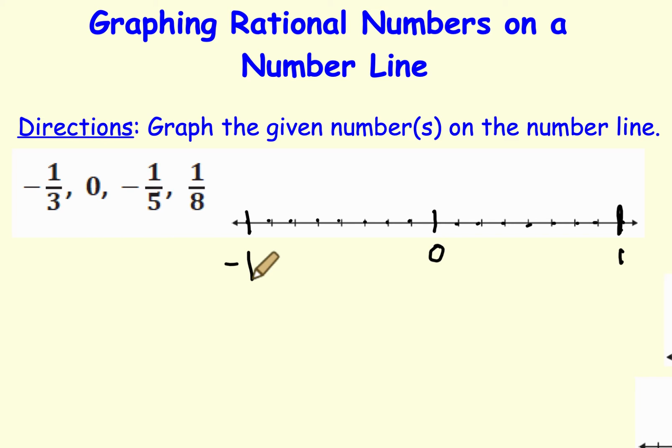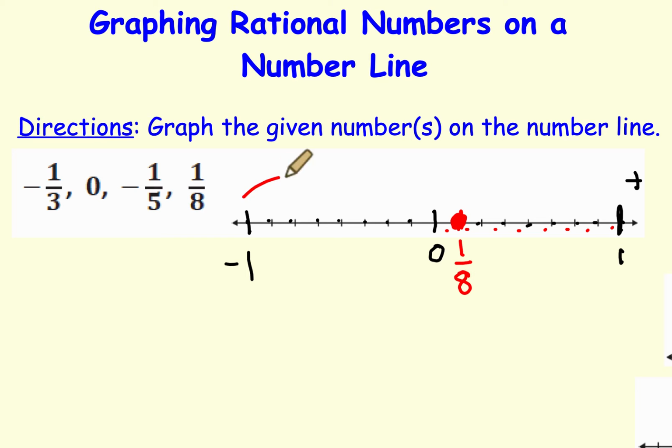So I know that I have to go 1/8 in the positive direction to get to 1/8. So if I divided it into 1, 2, 3, 4, 5, 6, 7, 8 intervals, 1/8 would be exactly here. So I put a point to mark the location and put in my 1/8.